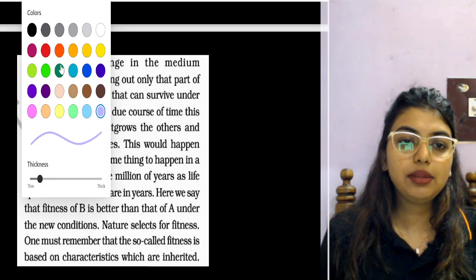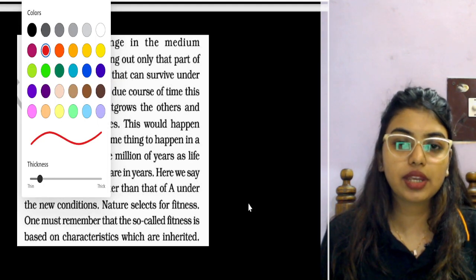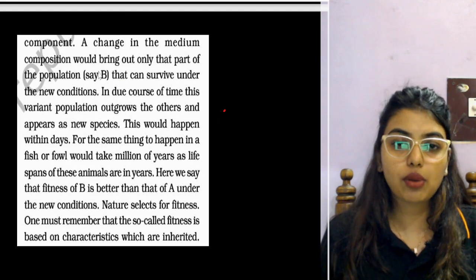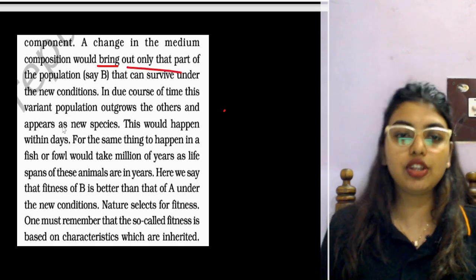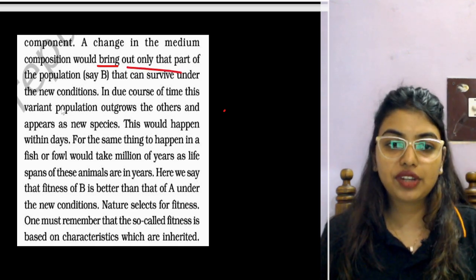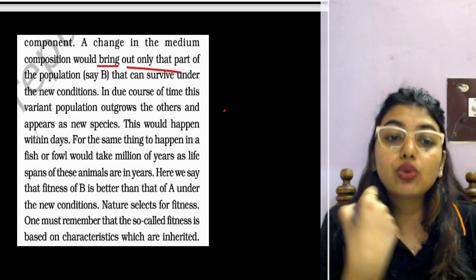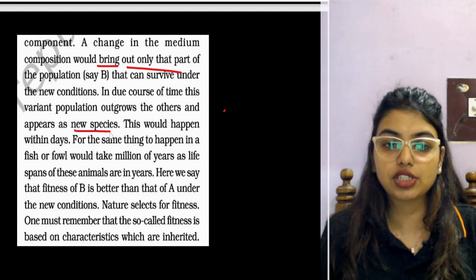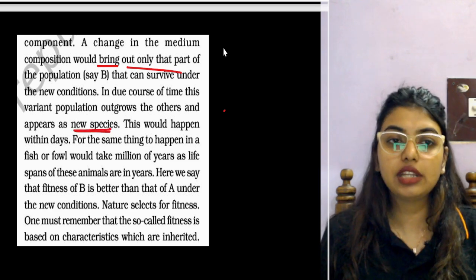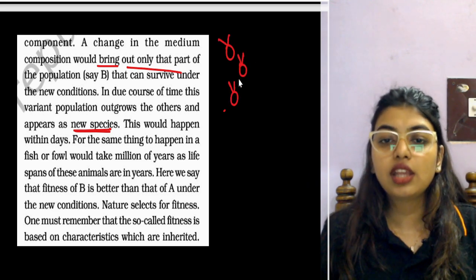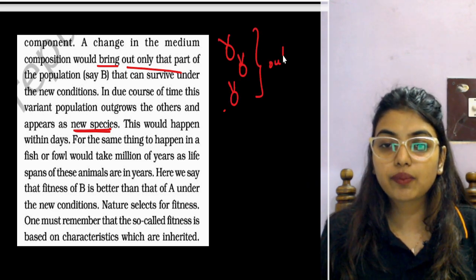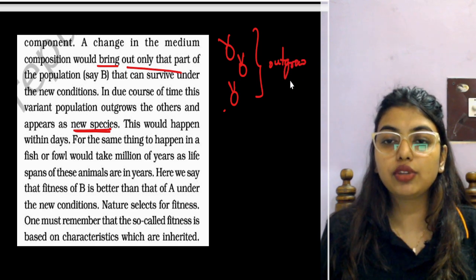Now, a change in medium composition would bring out only that part of the population that can survive under the new condition. In due course of time, this variant population outgrows the other and appears as the new species. Understood? So the new species of ladybird I got, maybe the yellow and the green were less or more. They will start outgrowing to form a new species.